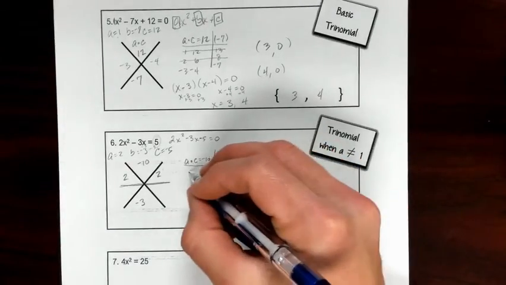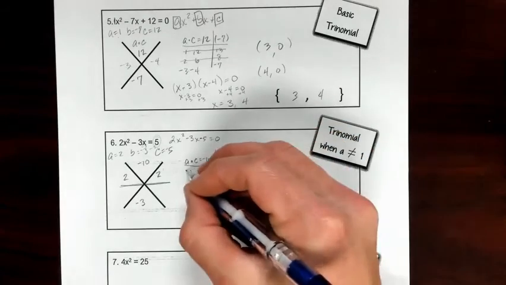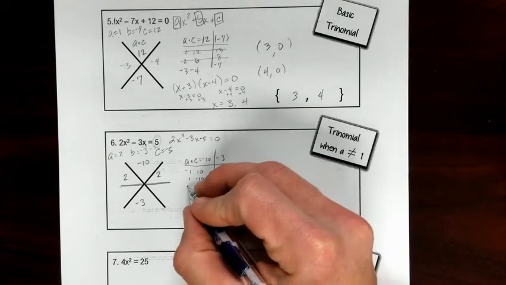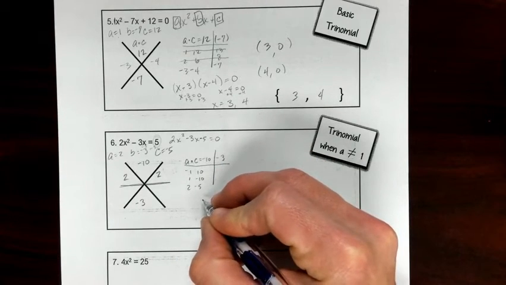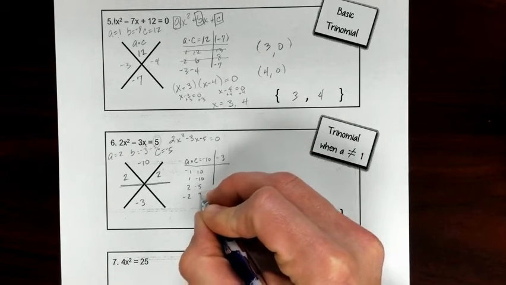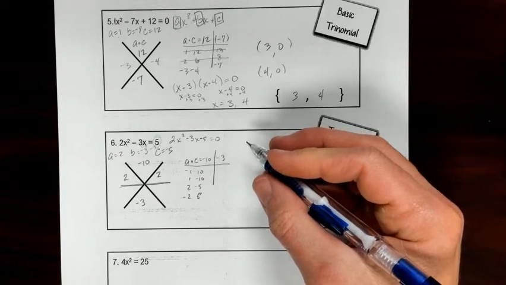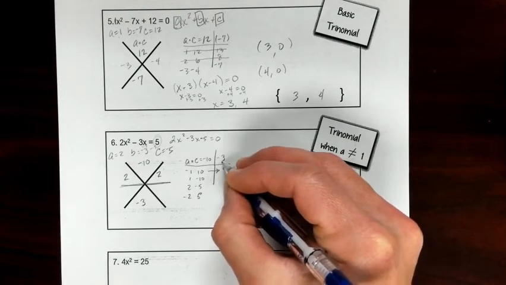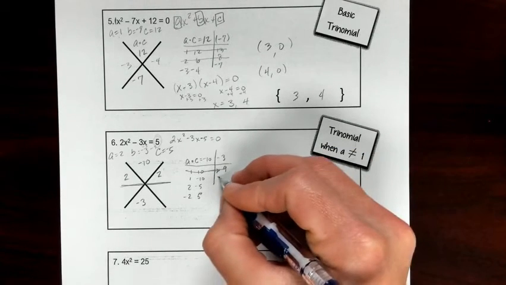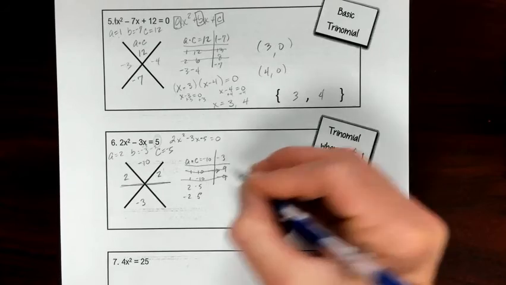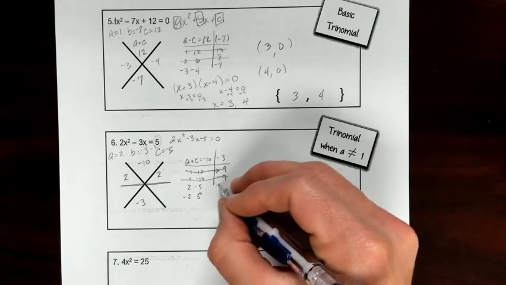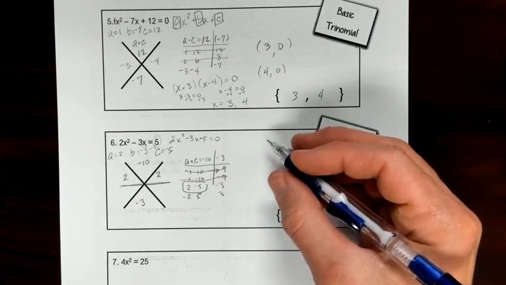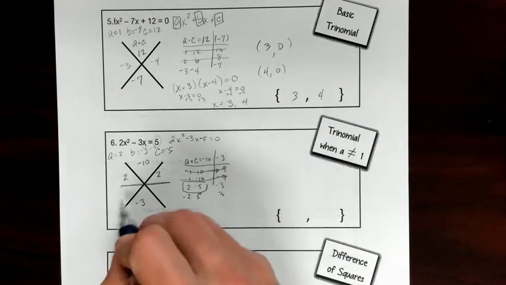So some factors of negative 10 are 1 and 10, 1 and negative 10, 2 and negative 5, negative 2 and positive 5. That's it. So this gives me a positive 9. That's not what I want. This gives me a negative 9. That's not what I want. This gives me a negative 3. Ding! And this gives me a positive 3. So again, my factors are 2 and negative 5.